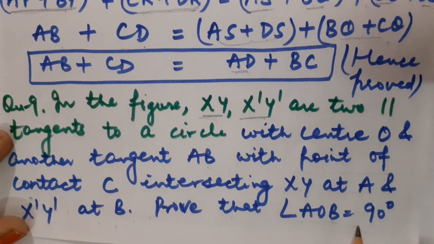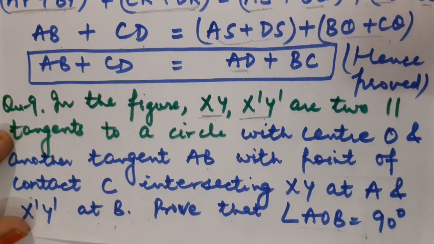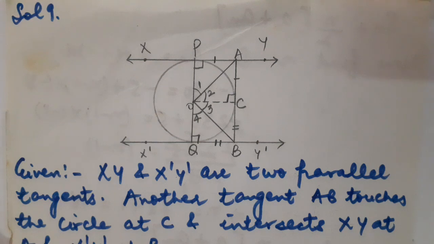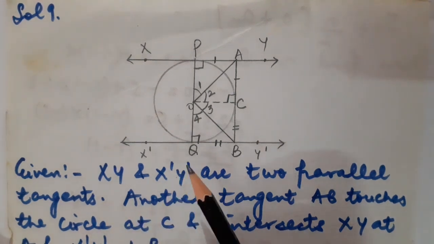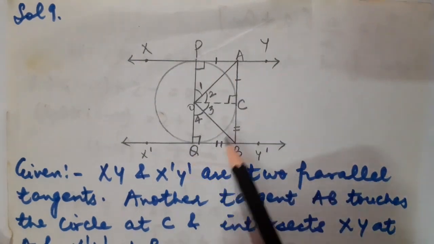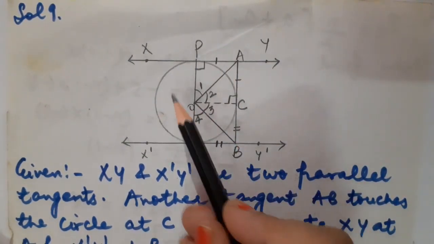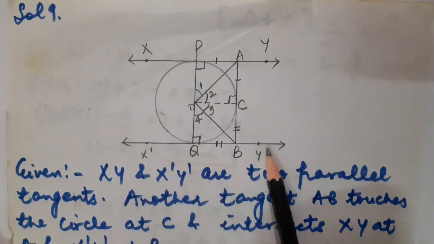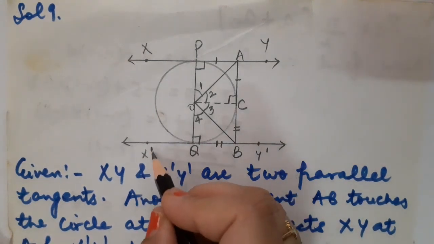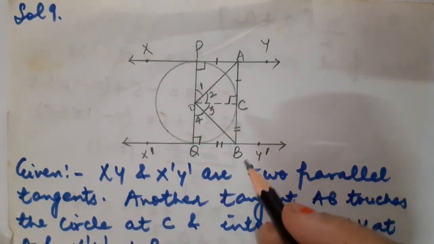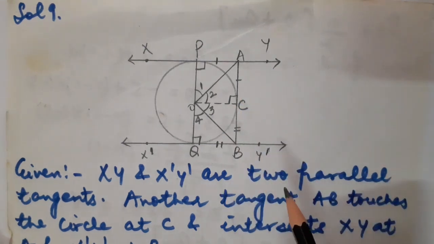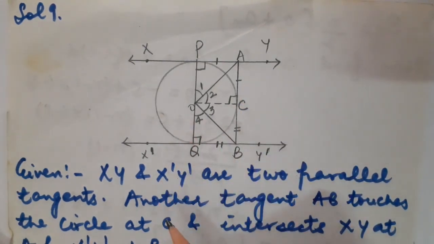Clear children? Now I am going to explain this statement while showing you that diagram so that you can better understand. Here is the diagram of that question. I am reading the statement and explaining it to you through the diagram. Please have a look. First of all, there is a circle with center point O, XY and X'Y'. This is X', this is Y'. They are two parallel tangents to the circle with center O.